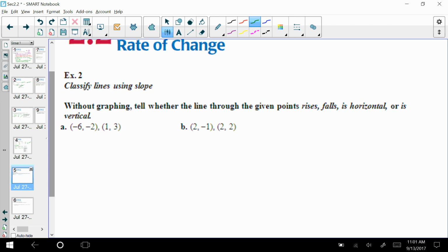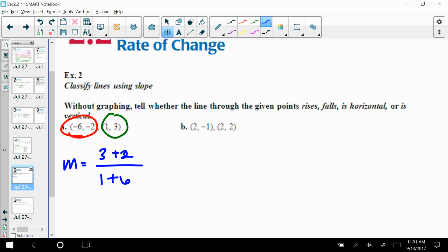So we'll take our y2, and we'll call this first point y1. So we know that the slope equals y2 minus y1, which is negative 2. So 3 minus negative 2 is 3 plus 2, divided by 1 minus a negative 6, which is 1 plus 6. So m equals 5 over 7.